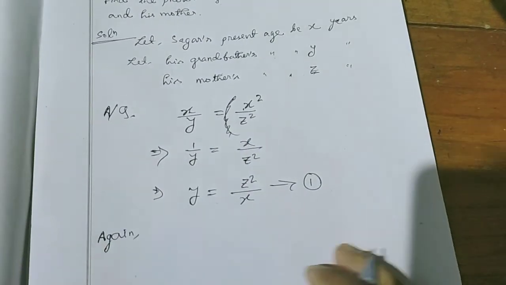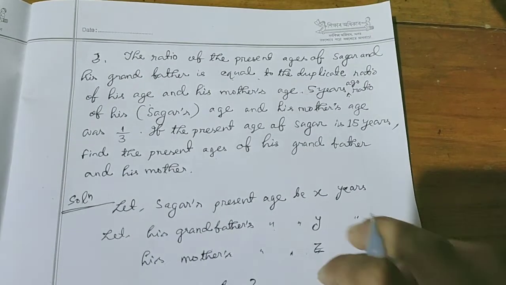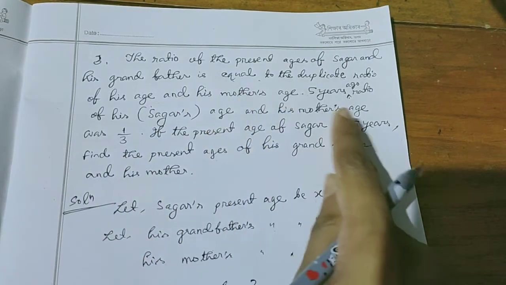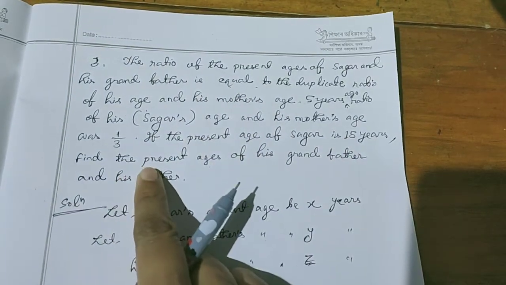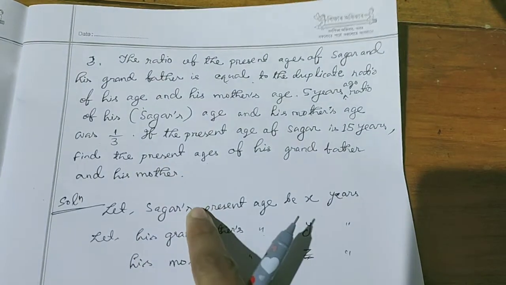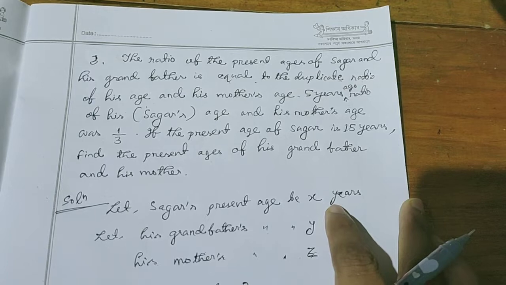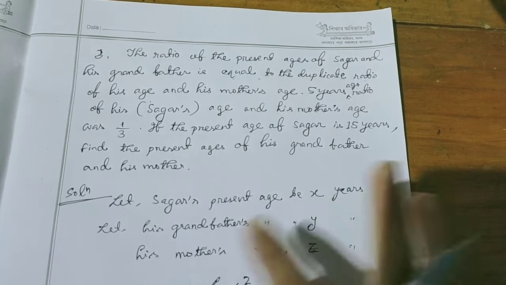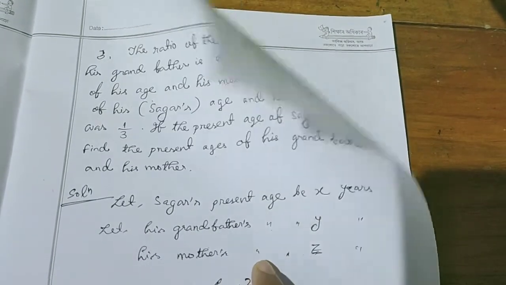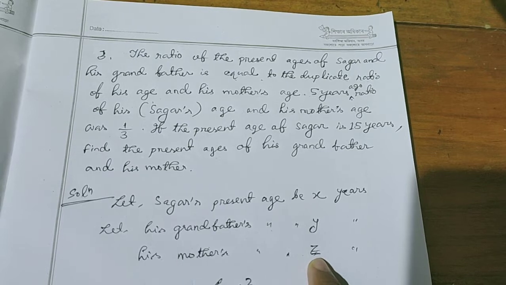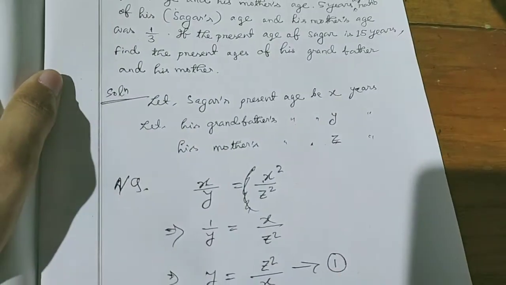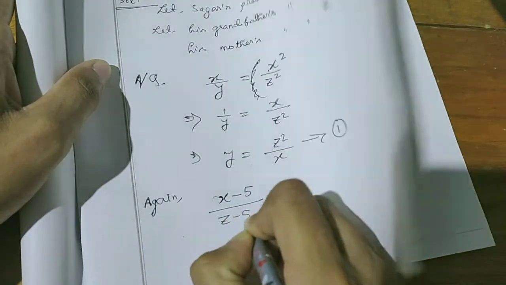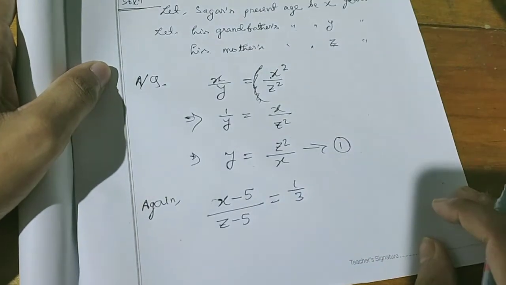Then again, let's go back to the question. 5 years ago, ratio of Sagar's age and his mother's age was 1/3. If Sagar's present age is x years, what will be his age 5 years ago? x minus 5. And similarly, his mother's age 5 years ago will be z minus 5 years. So according to the question now, x minus 5 by z minus 5 is 1/3.